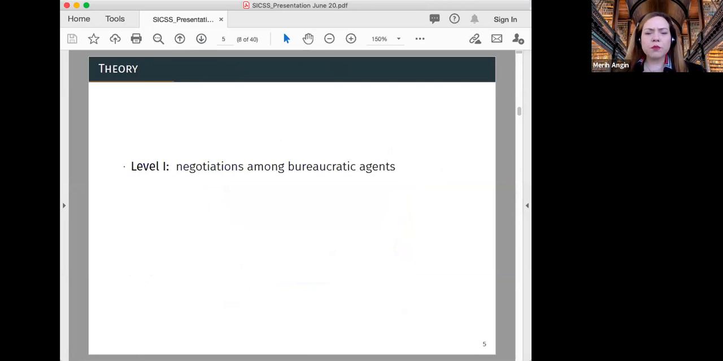So taking a more in-depth look at the levels, at level 1, the negotiations for an IMF program involve interactions among bureaucratic agents, and therefore making any observations at this level requires a really clear understanding of bureaucratic incentives. The main factors making up, again, the bureaucrat's utility function may include prestige, power, and influence at the institution.